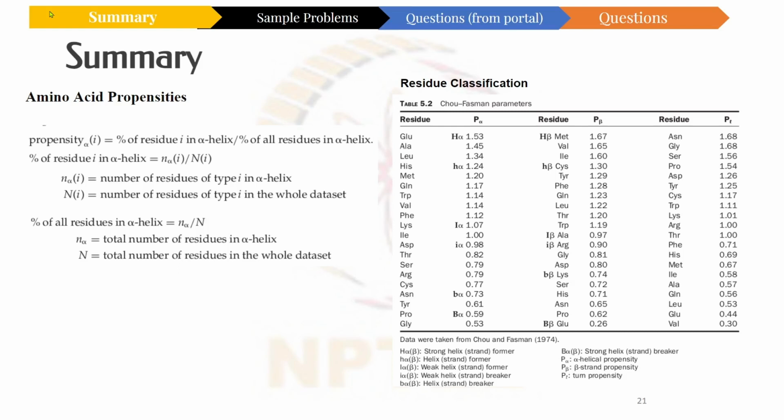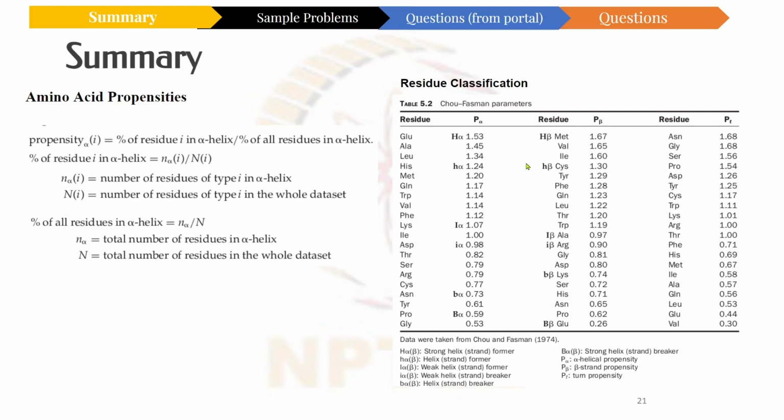classified these residues into 12 classes based on their propensity values. These classes include helix formers, strong helix formers denoted by capital H, helix formers small h, weak helix formers I, weak helix breakers with small i, helix breakers with b, strong helix breakers with capital B, and similarly the annotation is done for beta classes, which is shown in the table here.